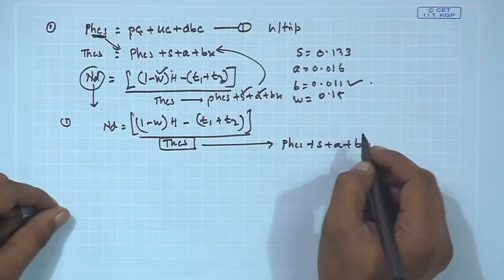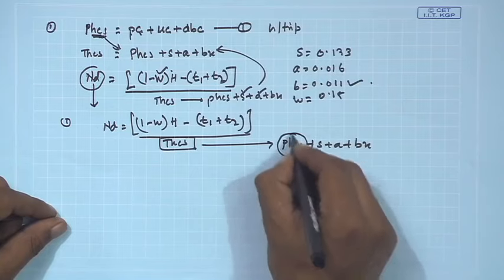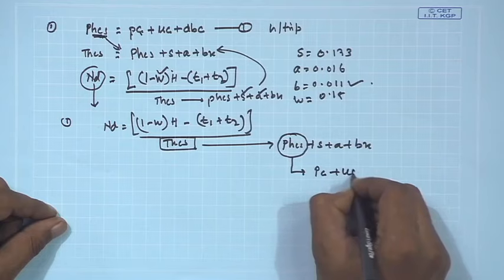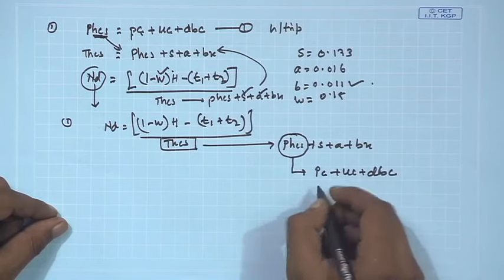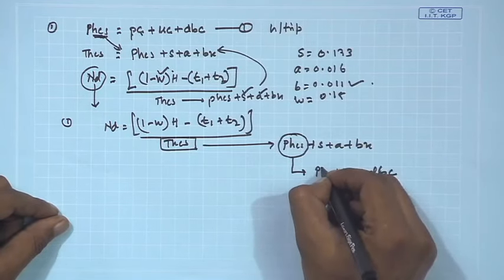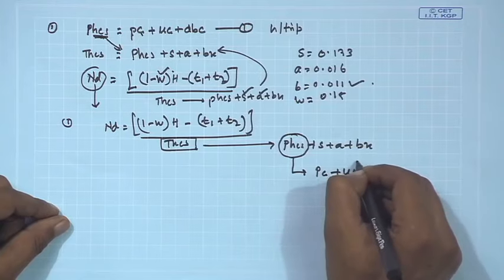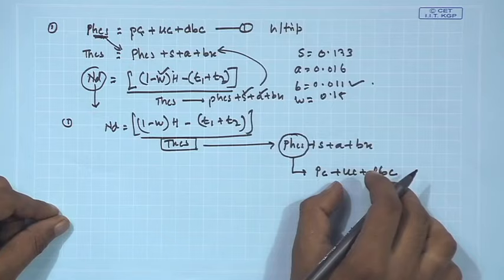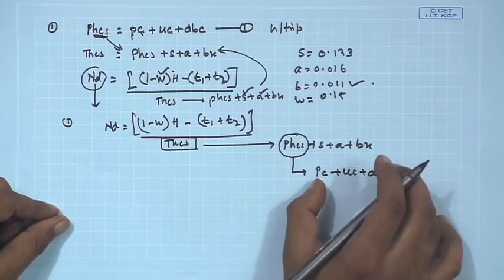But the problem again comes, we do not know the value of PHCS. So to find the value of PHCS, we have to use the formula PC plus UC plus DBC. This is nothing but pickup time, it will pick the container, it will unload the container, and it will drive between the container. These three values will give you the pickup for the whole container system.